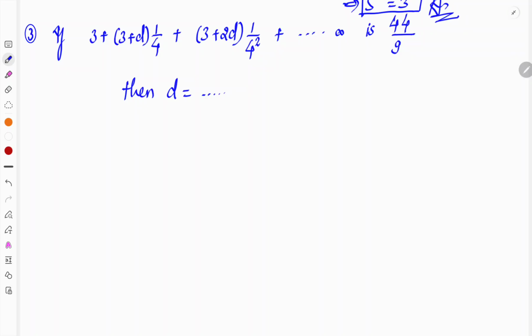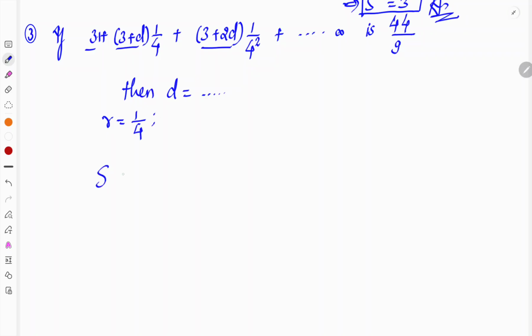Okay, so what to do? You can see here this is 3, this is 3 plus d, this is 3 plus 2d, it is in AP with common difference d. And here 1, 1 by 4, 1 by 4 squared, 1 by 4 cube will come in the next term, correct? So that is in GP. So I think we have identified the AGP. As I told you, for the GP, r is 1 by 4. Okay, that is very clear.